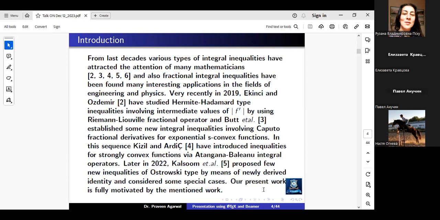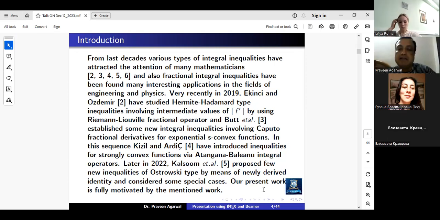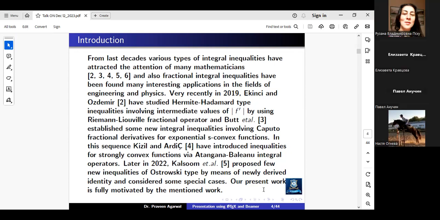Very recently, in 2019, Iqbal and Ozdemir studied Hermite type integral inequalities involving the intermediate value of the modulus of f' using the Riemann-Liouville fractional operator, and Butt et al. established new integral inequalities involving the Caputo fractional derivative for exponential s-convex functions. Kizil and Adik introduced inequalities for strongly convex functions via Atangana-Baleanu integral operators. Later, in 2022, Kalsoom et al. proposed new integral inequalities of Ostrowski type by means of a newly derived identity and considered some special cases. Our present work is fully motivated by these works.